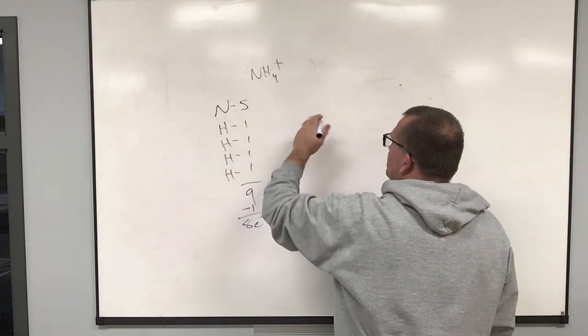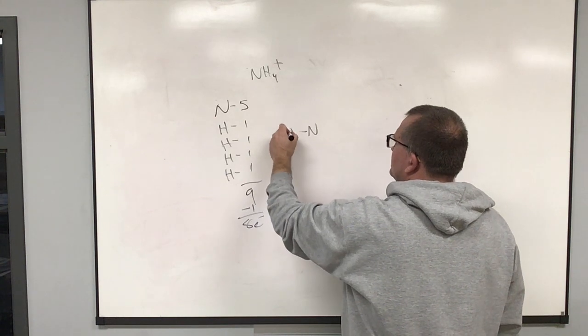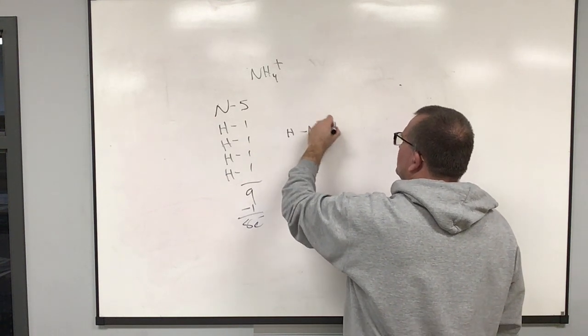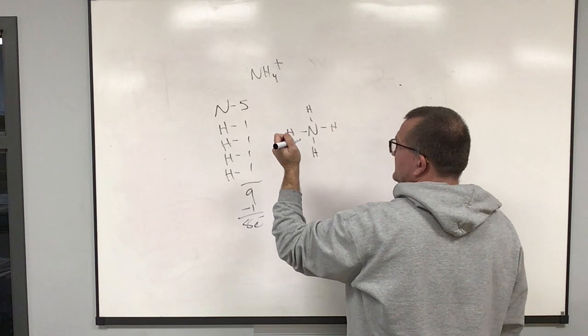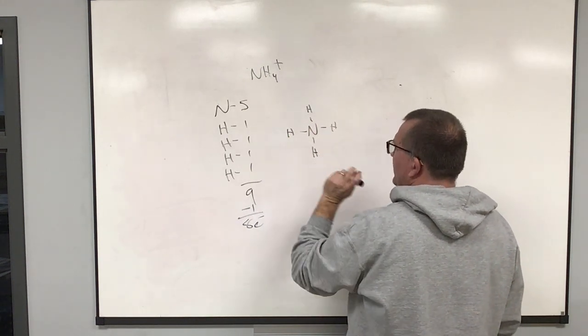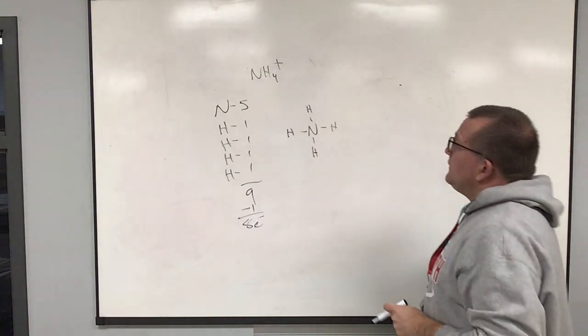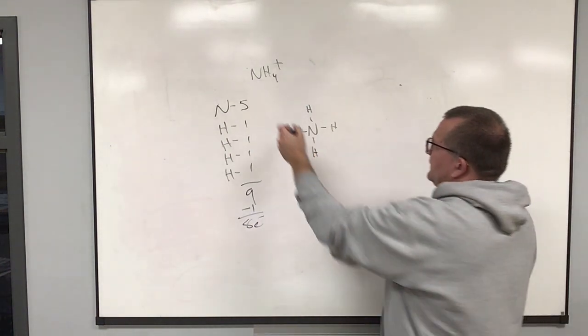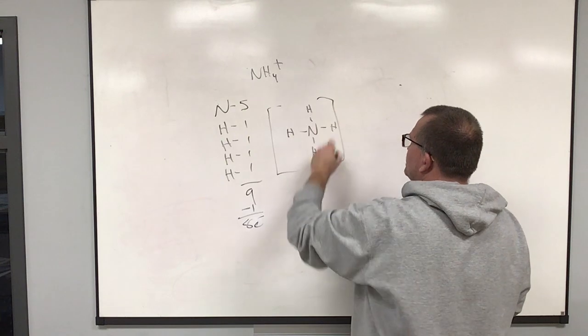Since hydrogen can't be in the middle, my nitrogen's in the middle. And I get this. There's my skeleton, count 2, 4, 6, 8. My hydrogen each has 1 bond, which it wants. Nitrogen has 4 bonds, which it wants. This is my Lewis structure.